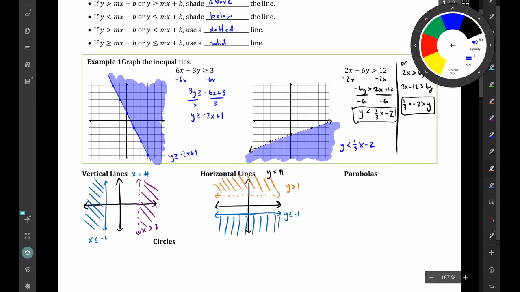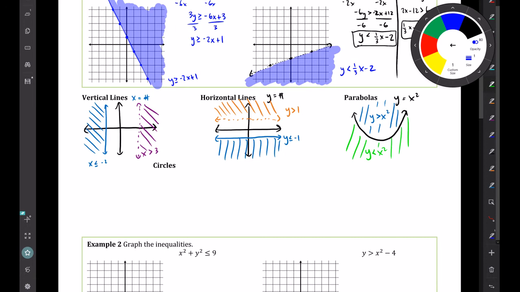Okay, so the lines are pretty straightforward. Now if you have a parabola, like y equals x squared, then it's going to look something like that. And so if you want y greater than x squared, you shade inside the parabola. And if you want y less than x squared, you would shade below the parabola and outside.